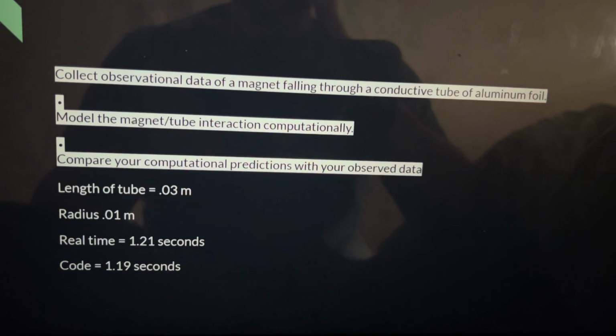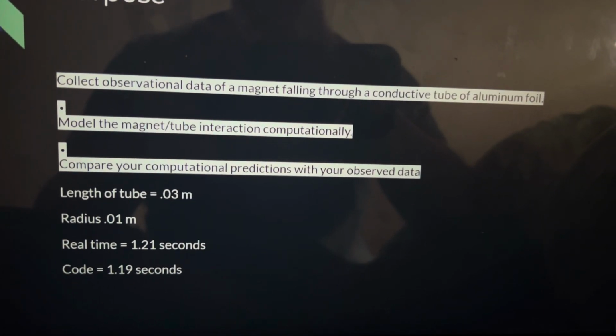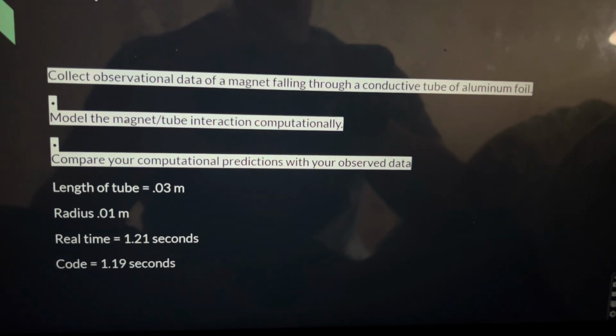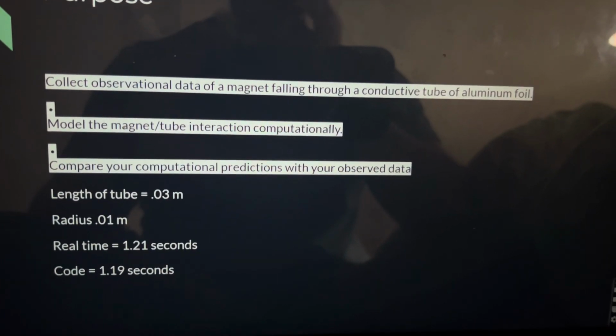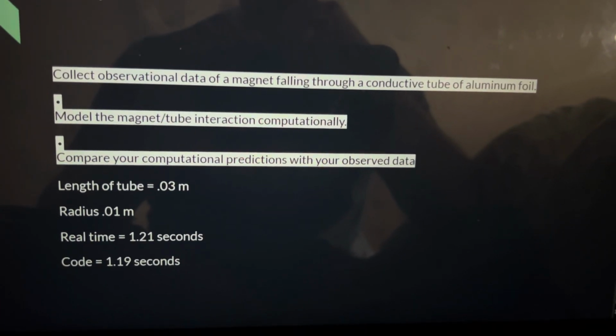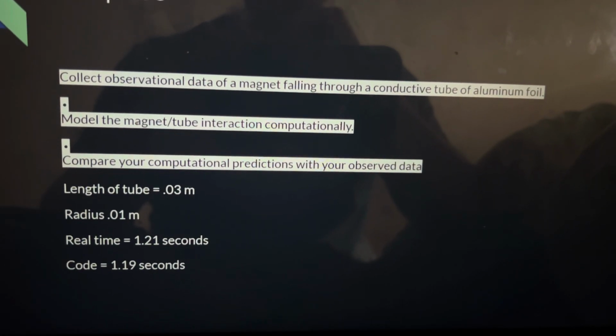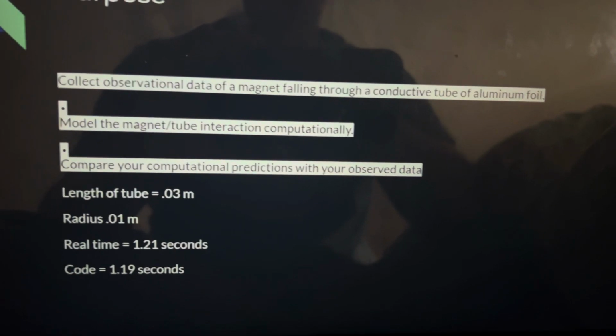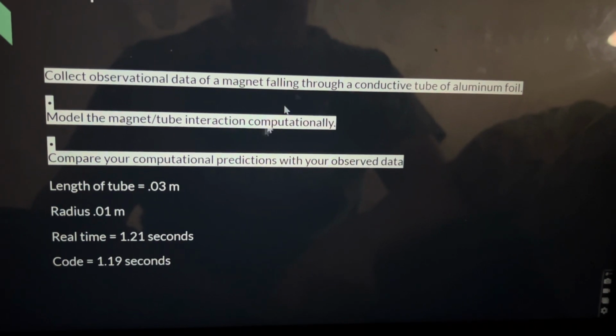The results from the experiment found that the length of the tube was 0.03 meters with the radius being 0.01 meters. The real time calculated, the average time, was 1.21 seconds for the fall, while the code found a longer time, or a shorter time actually.